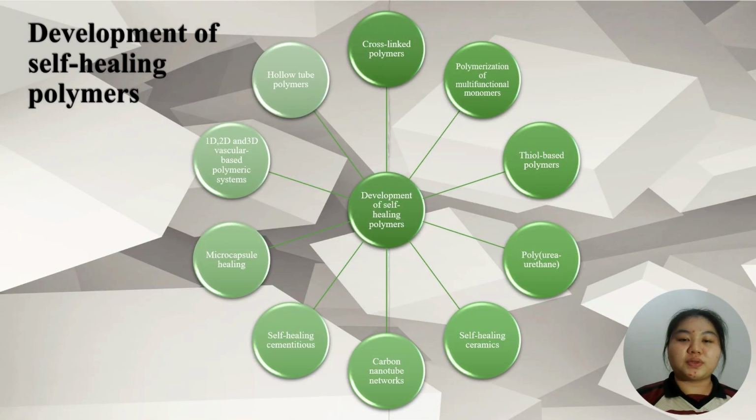So, the development of self-healing polymers is shown above. Firstly is the cross-linked polymers. The second is the polymerization of multifunctional monomers. Tin-based polymers. Polyurea, also known as urea urethane. Self-healing ceramics. Carbon nanotube networks. Self-healing cementitious. Microcapsule healing. 1D, 2D, and 3D vascular-based polymeric systems.